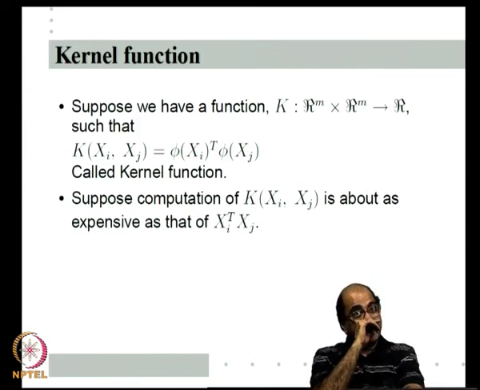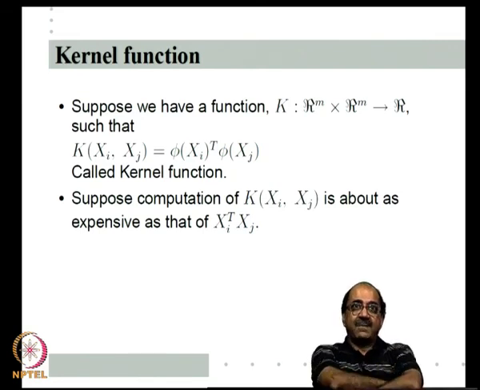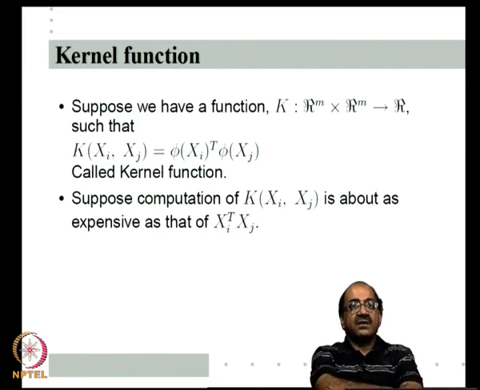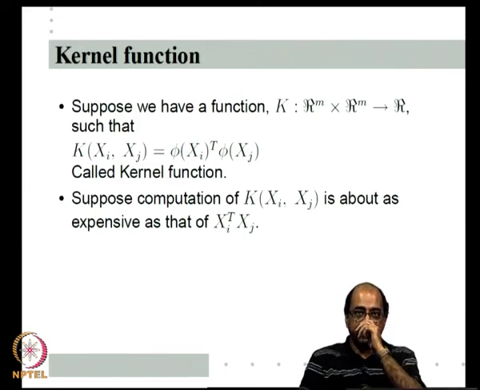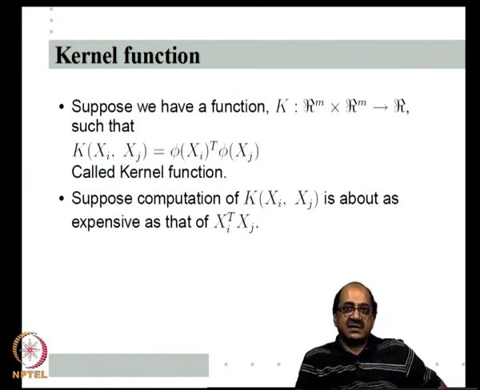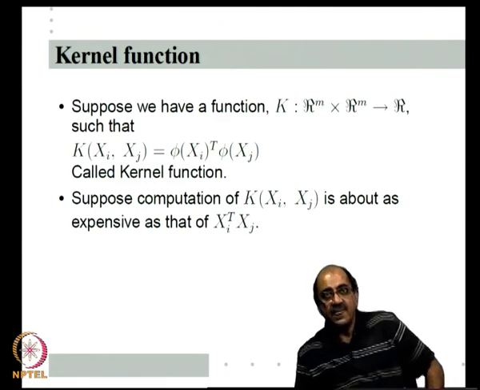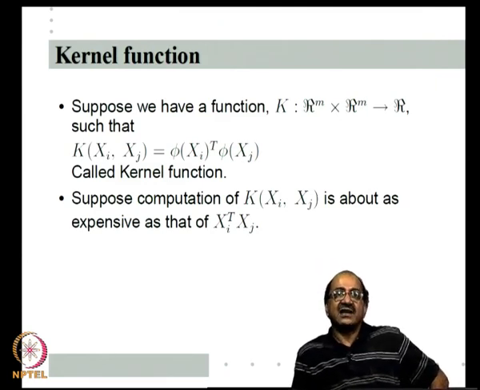We may not have time to look at kernel functions in this class, but not to make a big secret of it, for example, if I take k xi xj to be 1 plus xi transpose xj whole square. Suppose xi is 100 dimensional, xi transpose xj needs 100 multiplications. 1 plus, that is 1 addition, we do not care. 1 plus xi transpose xj whole square will need one more multiplication. So, we are looking at kernel functions like that.